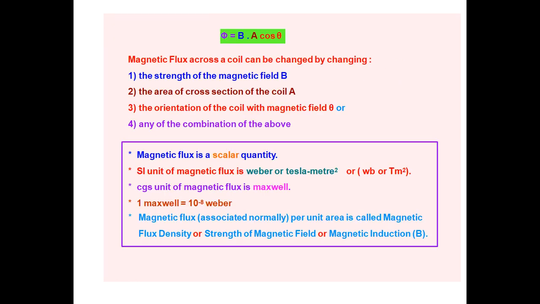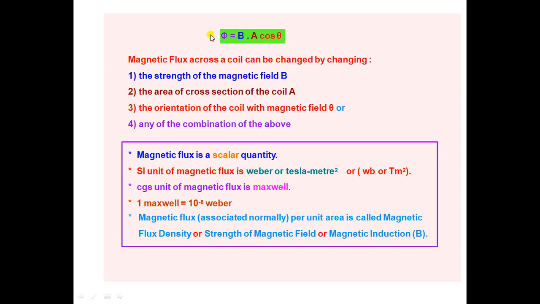After that, phi is equal to BA cos theta. It is the equation for the magnetic flux. So using this relation, the magnetic flux across a coil can be changed. Phi can be changed whenever B is changed, whenever A is changed, or theta is changed. Phi depends on B, A, and theta, all three.